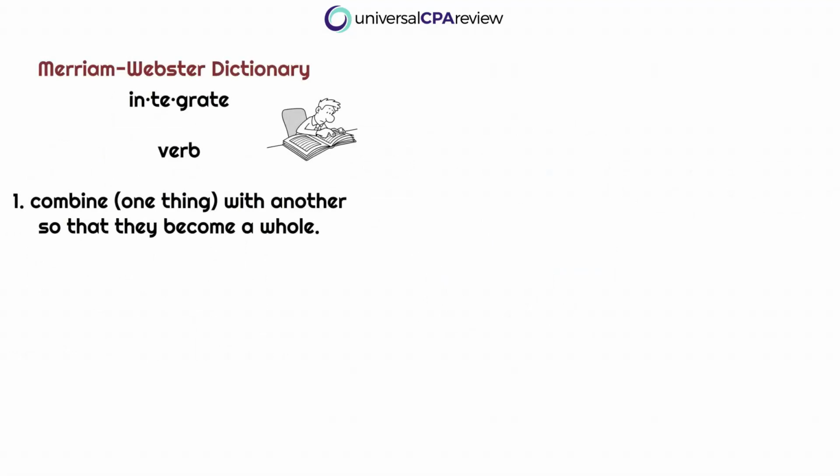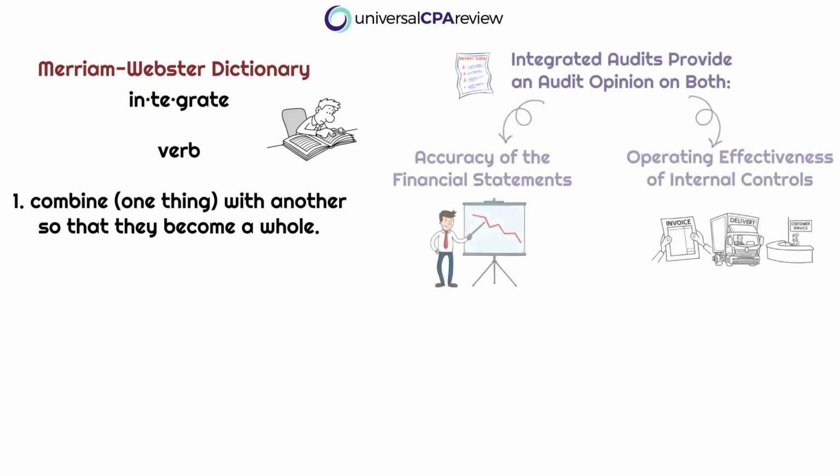Okay, so let's take a step back and let's define the word integrate. This means to combine one thing with another so that they become a whole. So when tying this back to the auditing concepts, we're now going to be combining one thing with another so that it becomes whole. Okay, so what is that one thing with the other? We're combining the financial statement audit with the audit of internal controls.